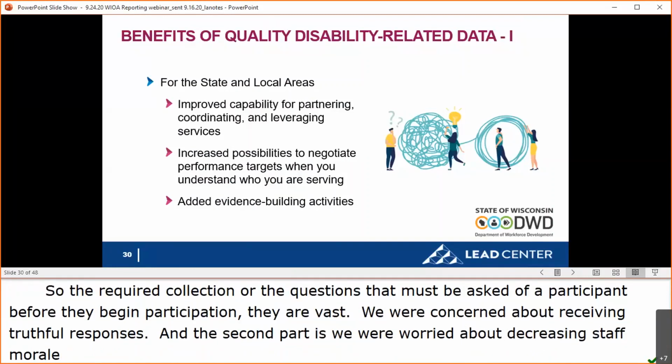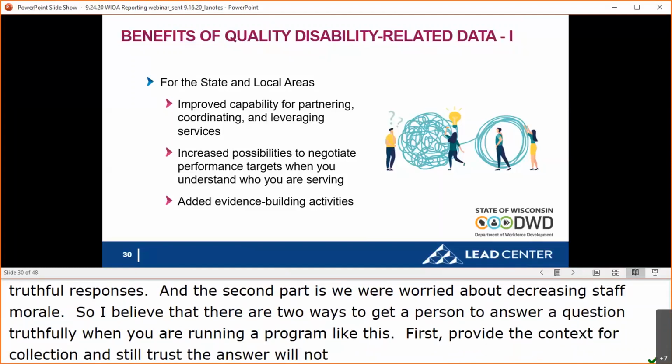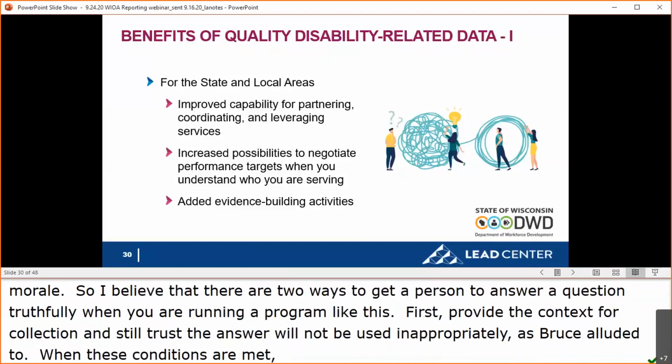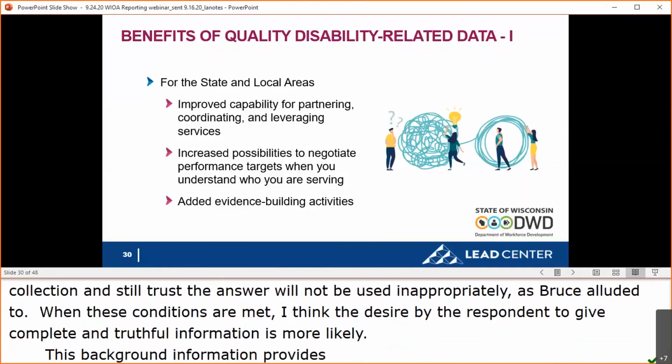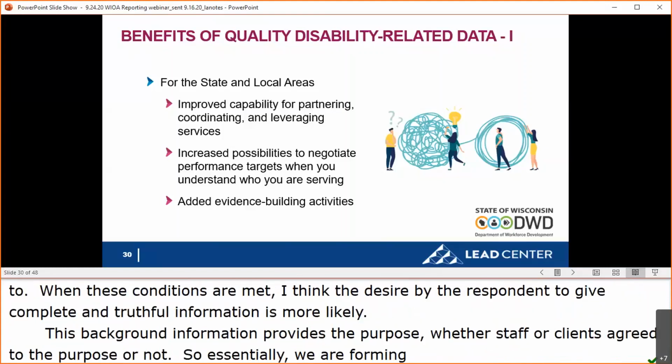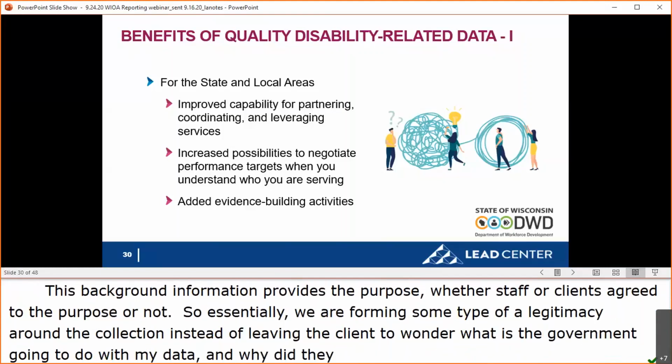So I believe that there are 2 ways to get a person to answer a question truthfully when you're running a program like this. First, provide the context for collection and still trust the answer will not be used inappropriately, as Bruce alluded to. When these conditions are met, I think the desire by the respondent to give complete and truthful information is more likely. This background information provides the purpose, whether staff or the clients agreed to the purpose or not. So essentially, we are forming some type of a legitimacy around the collection instead of leaving the client wonder, what is the government going to do with my data and why did they want to know this? That's important to getting voluntary disclosure.